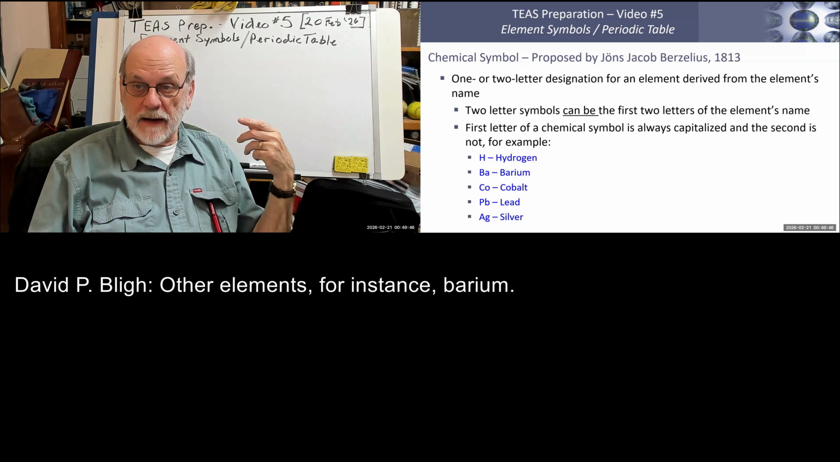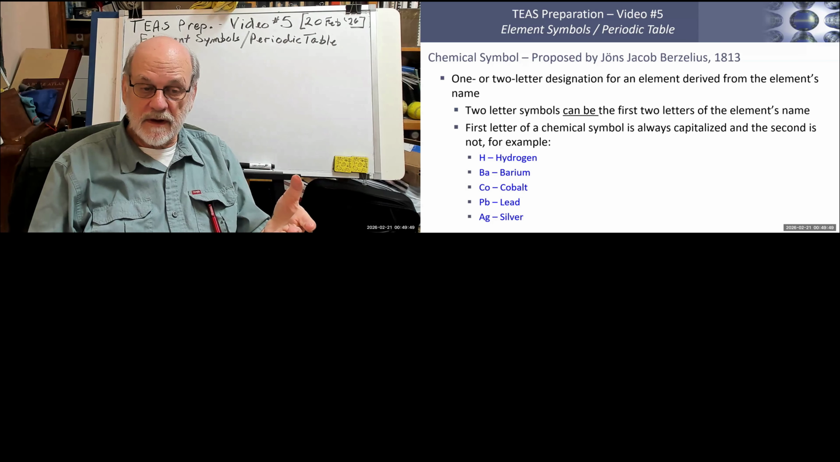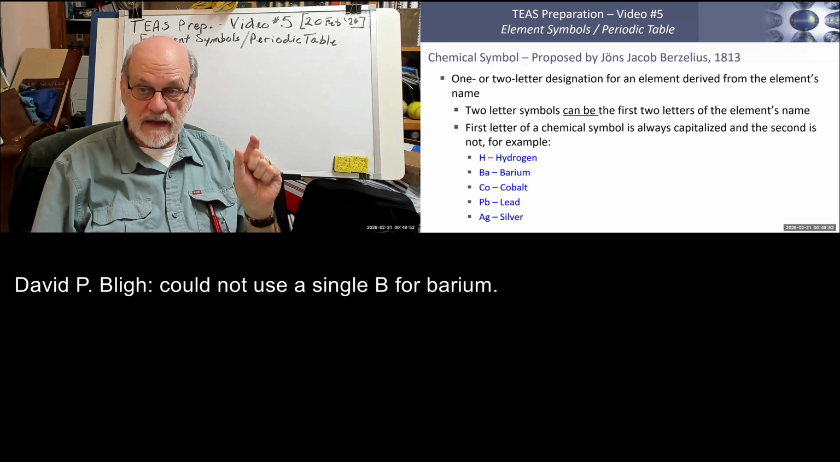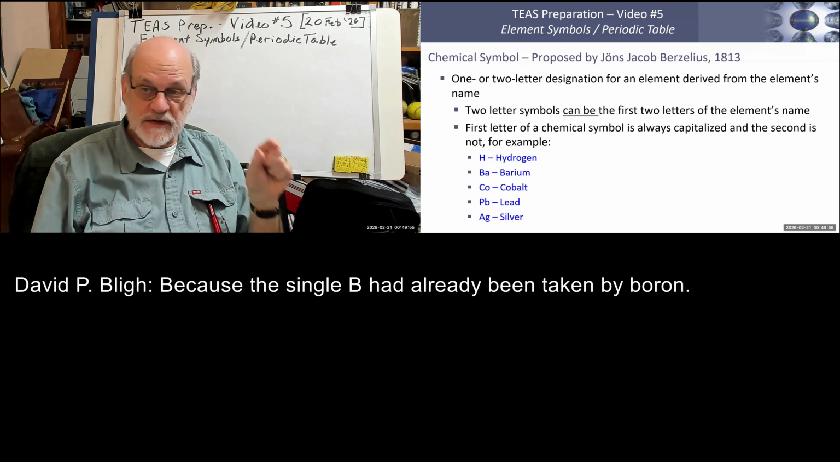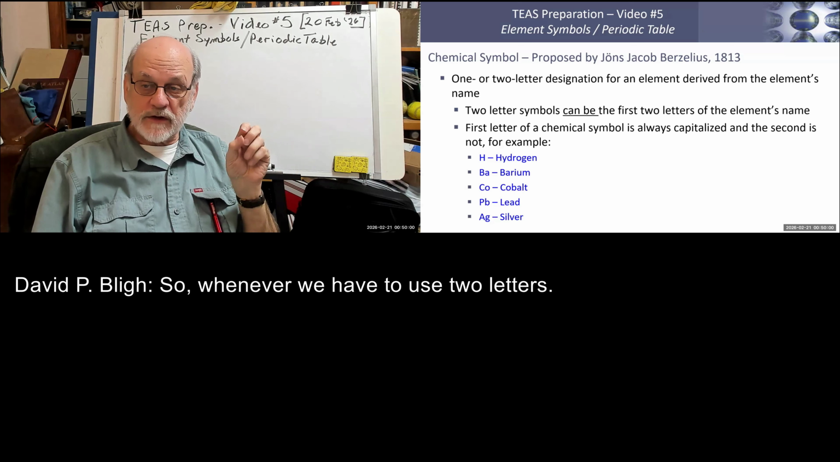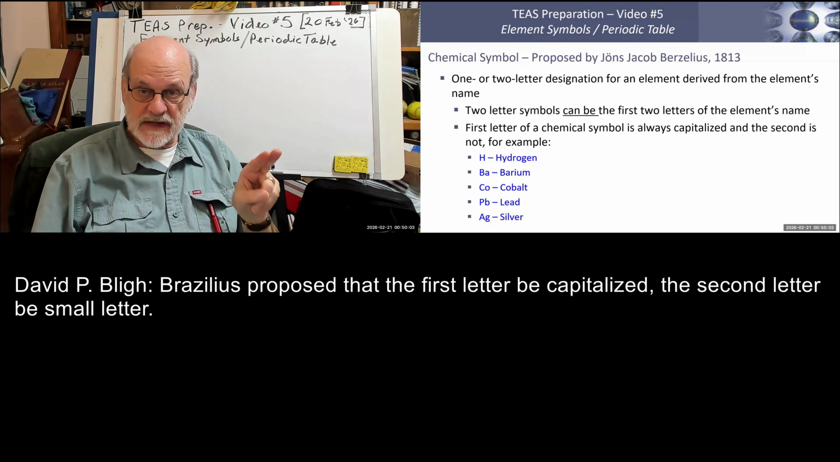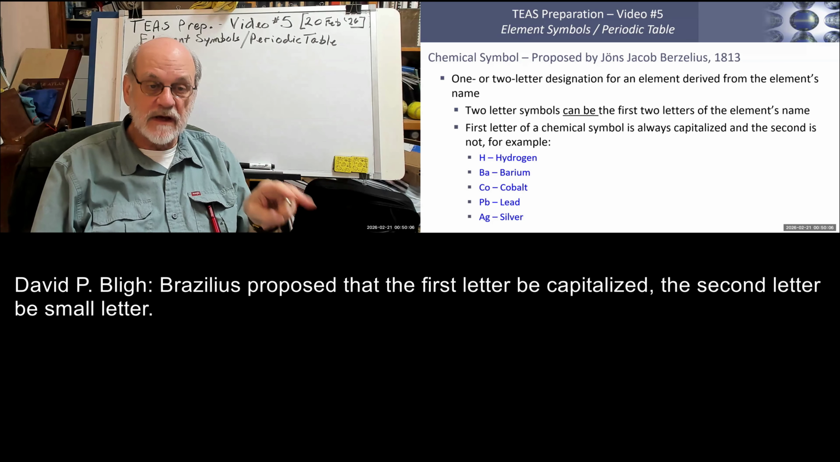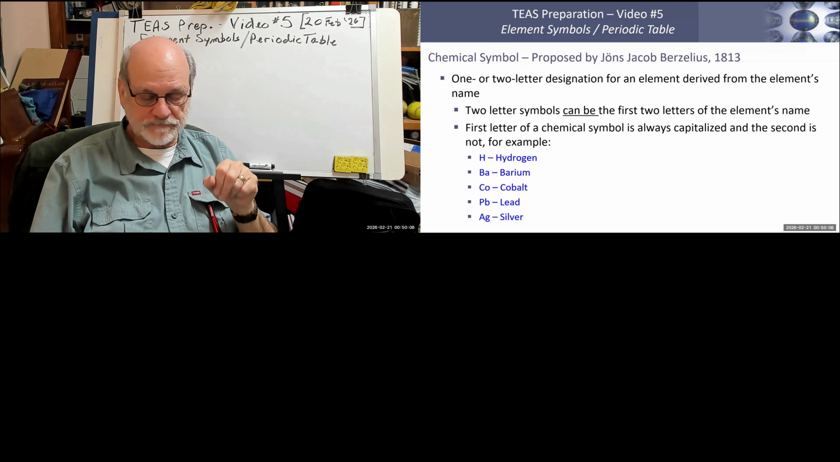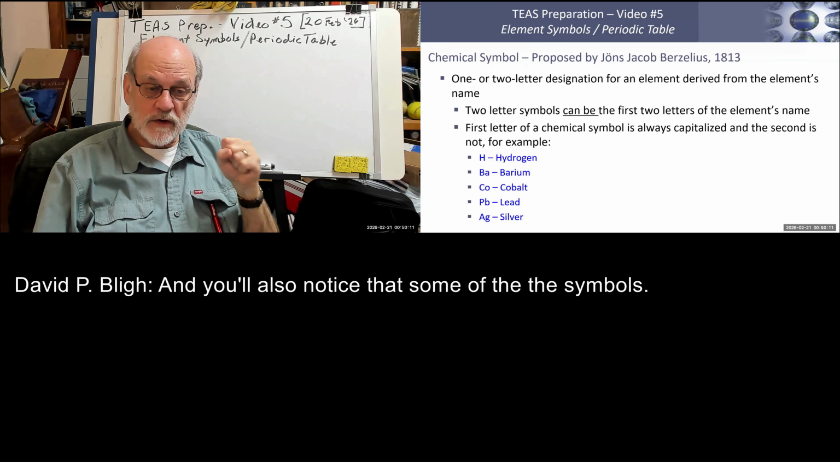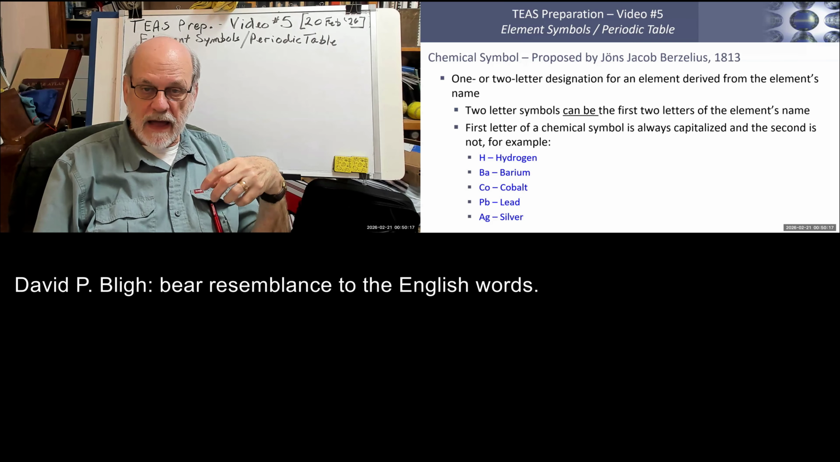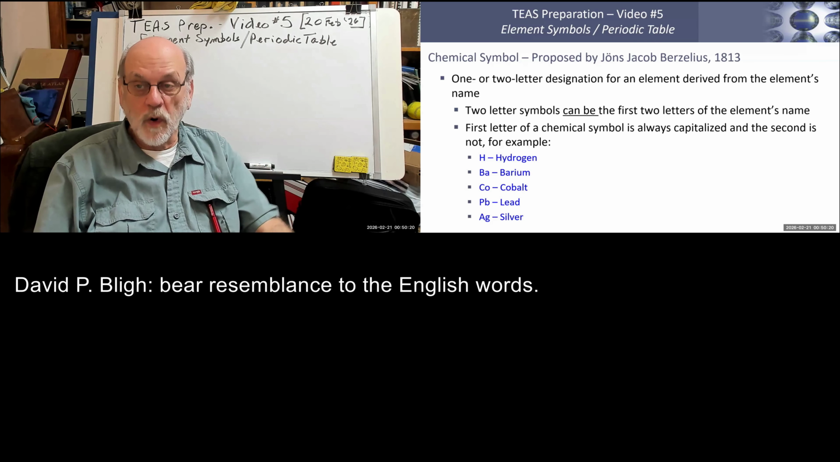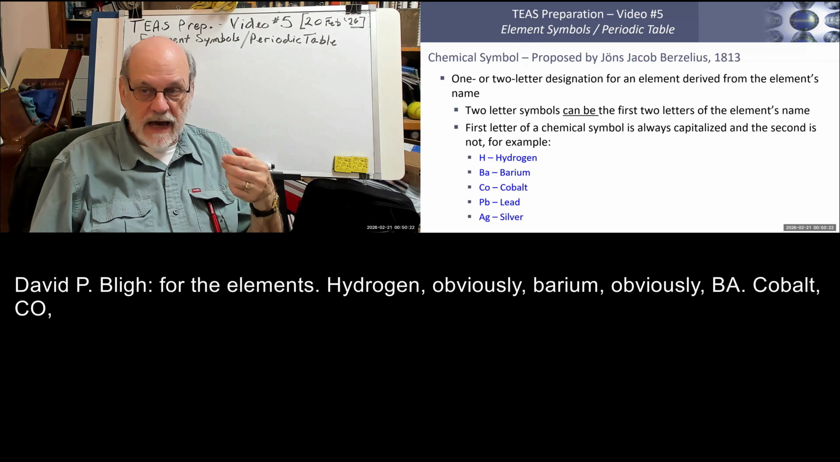Other elements, for instance, barium, could not use a single B for barium because the single B had already been taken by boron. So whenever we have to use two letters, Berzelius proposed that the first letter be capitalized, the second letter be a small letter. And you'll also notice that some of the symbols bear resemblance to the English words for the elements. Hydrogen, obviously, barium, obviously, Ba, cobalt, Co.